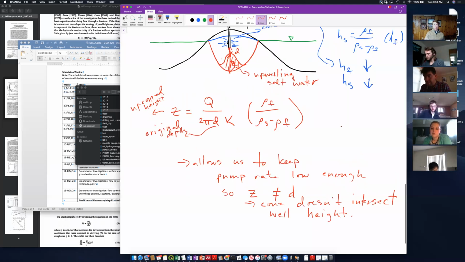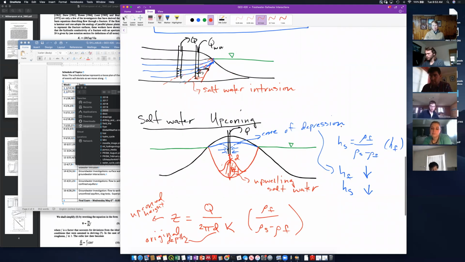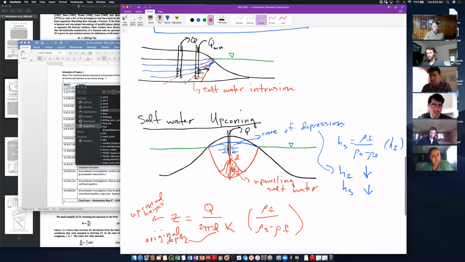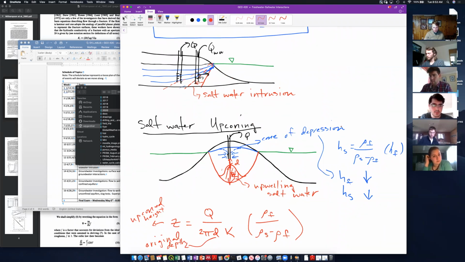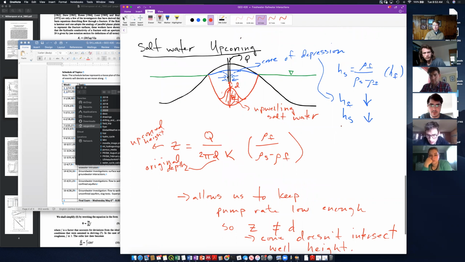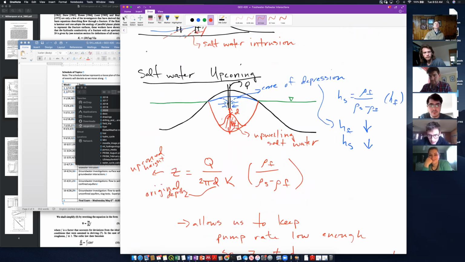All right, so bottom line is that, yeah. Just a quick question. If D is representative of the original depth of Z, before upconing, wouldn't Z and D intersect as soon as Z changes? No, this is not your fault. It's my horrible drawing and continual scribbling.